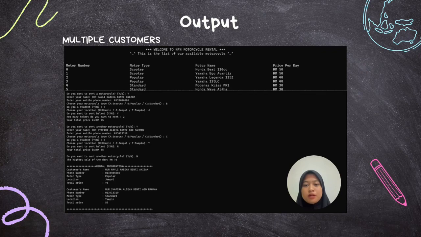Lastly, this is the sample of the output from our program. I hope our explanation is clear and understandable. That's all from us. Thank you.